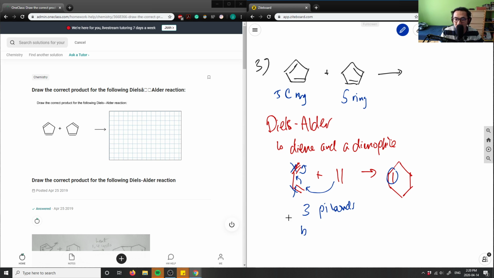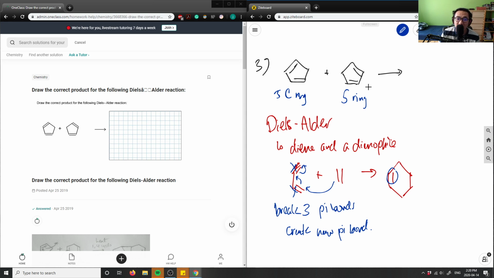So I can think of it as breaking three pi bonds, or breaking all my double bonds, and then I'm going to create a new pi bond, which is this guy here. So how would that relate to this ring here? Again, take a moment to think about this. Where is my diene? Where's my dienophile?